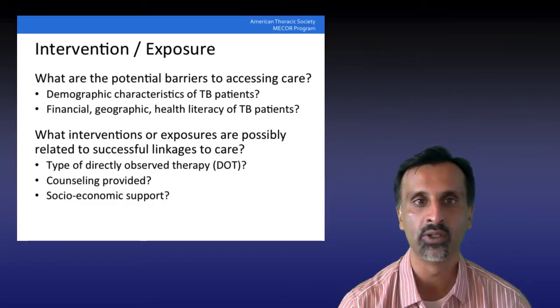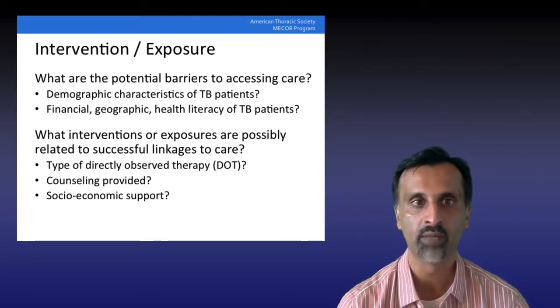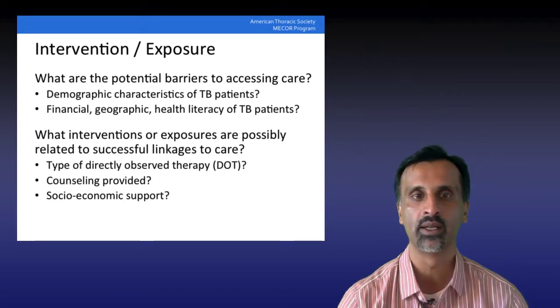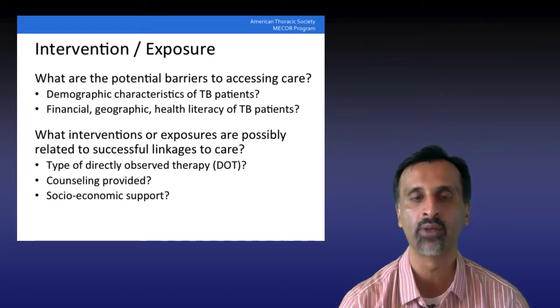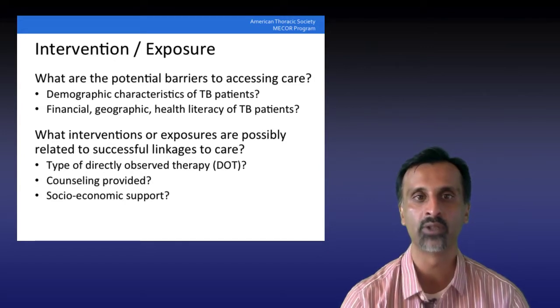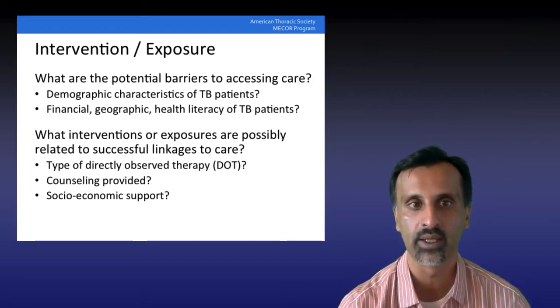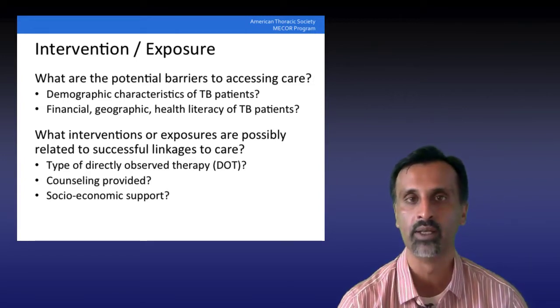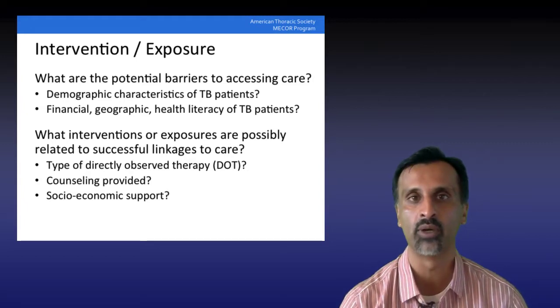So next, let's think about the intervention, or in this case, the exposure. What are the potential barriers to accessing care? Are you talking about demographic characteristics of TB patients? Are you talking about financial, geographic, or health literacy of TB patients? What interventions or exposures are possibly related to successful linkages to care that are already going on in your context? The type of directly observed therapy: is it provider or facility-based or community-based, for example? Is counseling provided in your context? Is any socioeconomic support provided, such as transport vouchers or food or nutritional support? Are any of these factors in play, and might they impact treatment success?